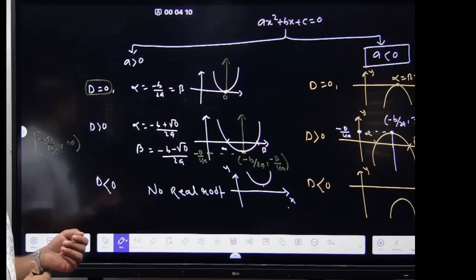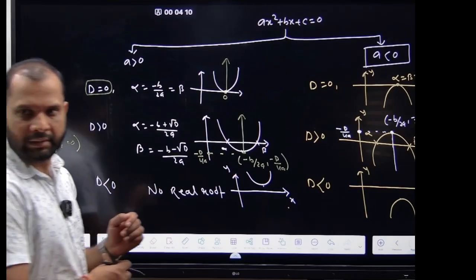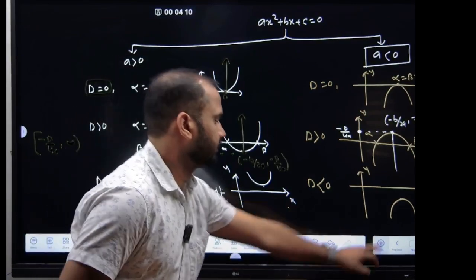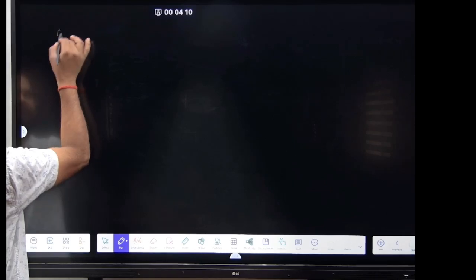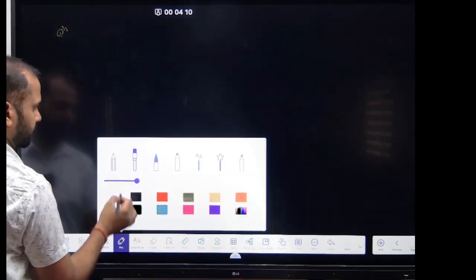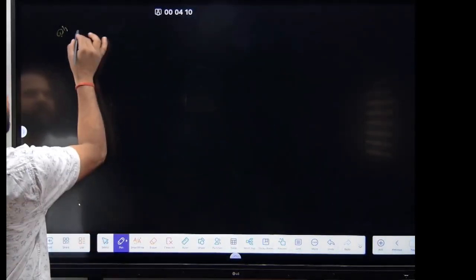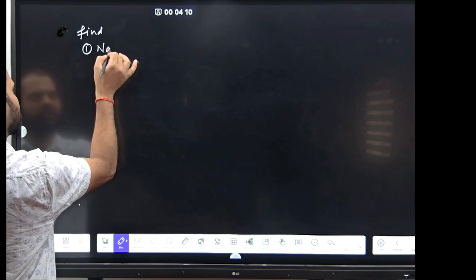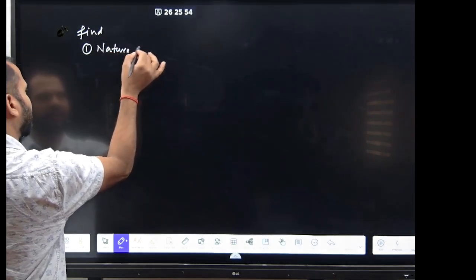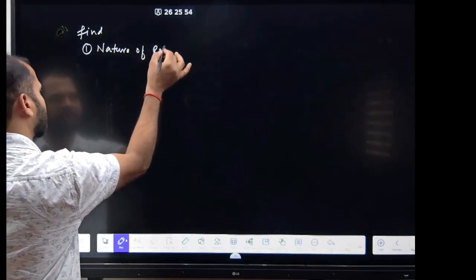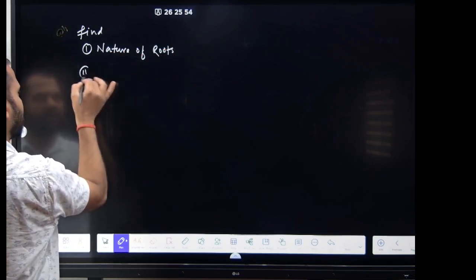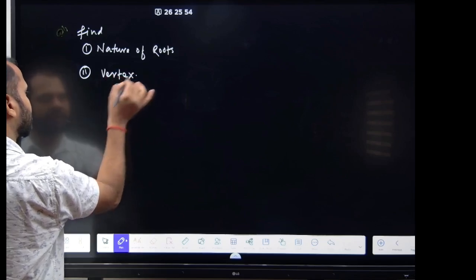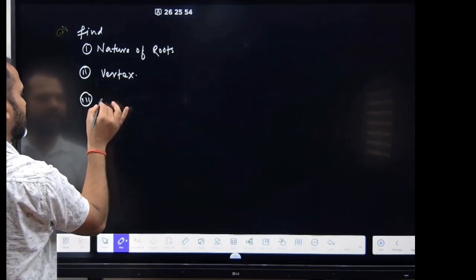I will write one question. Shall I start? Copying. Done? Write down. Find first the nature of the roots, second the vertex, third the range.